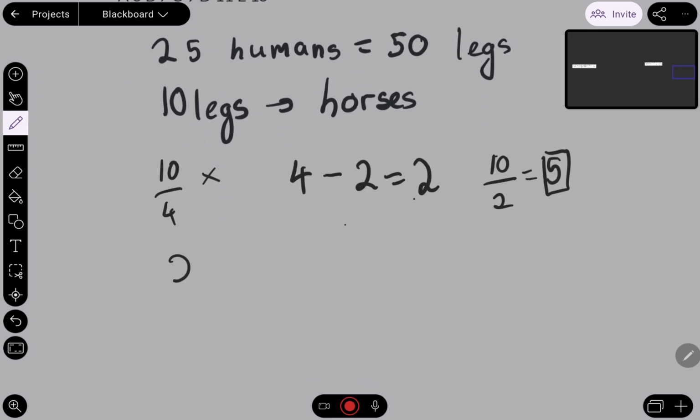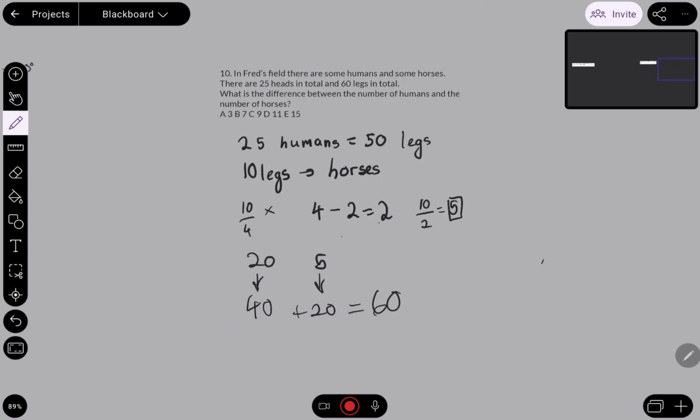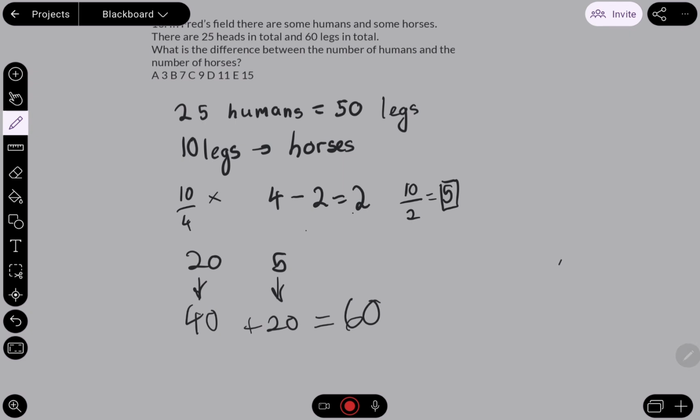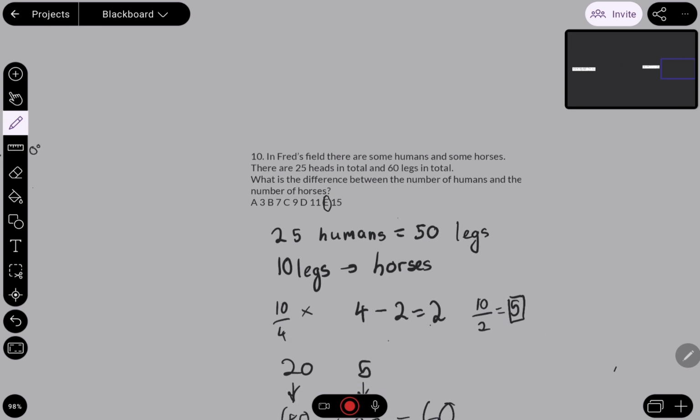So, there are 20 humans and 5 horses. Let's check. 20 humans, that's 40 legs. 5 horses becomes 20. Add them together and you get 60. That actually works. So, 20 minus 5 is 15. Hence, E is our answer.